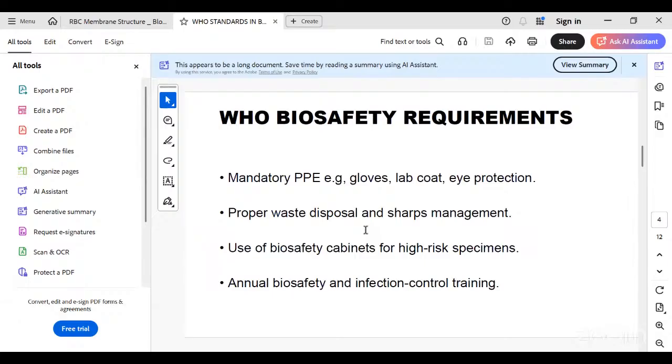So the next slide is talking about biosafety. That is another thing that is expected of us by WHO. We talk about the PPE, which are the gloves, lab coat, eye protection, proper waste disposal and sharps management, and use of a biosafety cabinet for high-risk specimens like those of TB, but I think there are some other things that we can do. Then annual biosafety and infection control training to update our knowledge. Next slide.